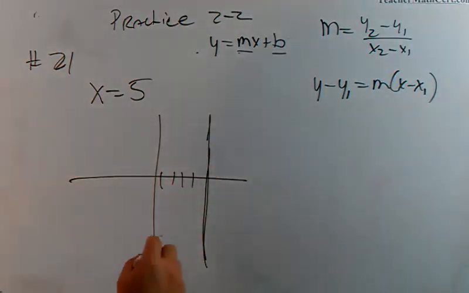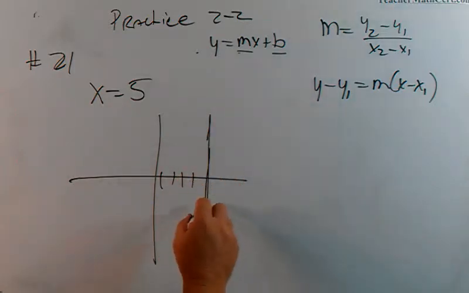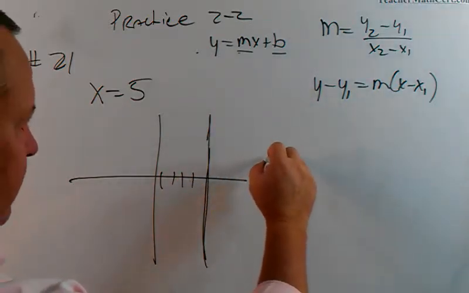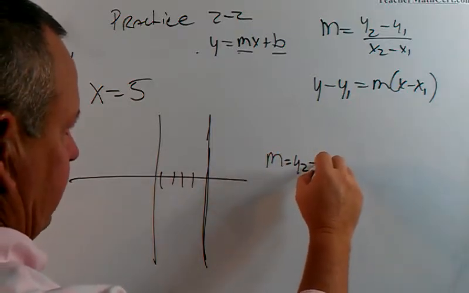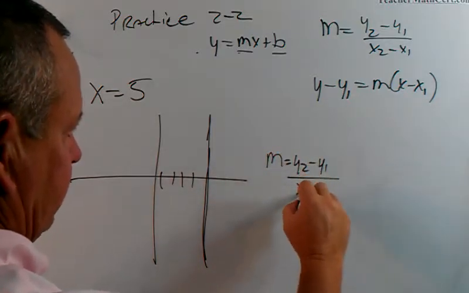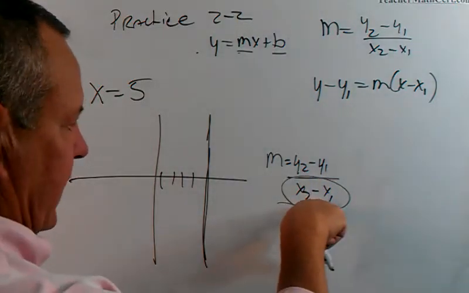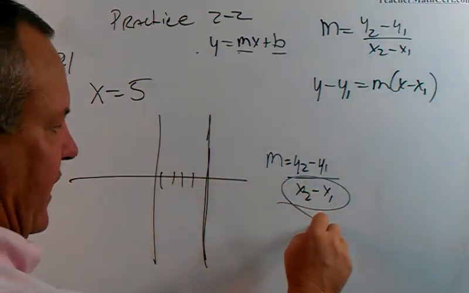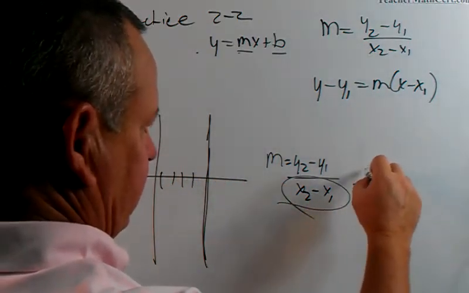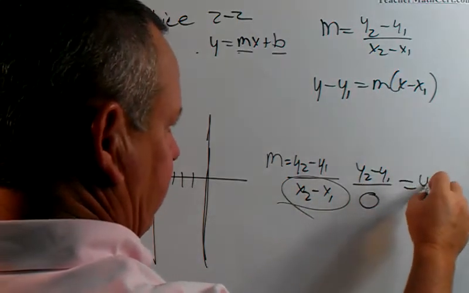All right, so remember what I told you? What's the slope? Slope formula: m is equal to y sub 2 minus y sub 1 divided by x sub 2 minus x sub 1. Remember I told you that x sub 2 minus x sub 1 is going to be the same thing. 5 minus 5, that's going to go to 0, right? So what's anything divided by 0? Y sub 2 minus y sub 1 divided by 0 is what? Undefined.